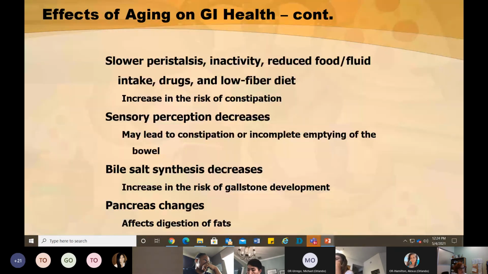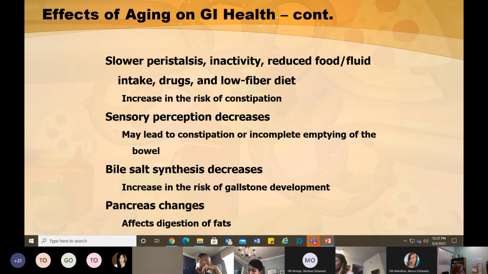And here's more. It just goes on and on. This is terrible. Because everything is slower, as you can see, and there's a reduced activity many times in our older population. Again, these are generalizations, not specific to every individual. They don't drink as much fluid, and they take so many drugs, and they have a low fiber diet. Well, constipation can be a problem. Okay. Again, here we bring in the sensory perceptions, the taste, those types of things can lead to constipation. Okay, even sensory issues can have a problem.